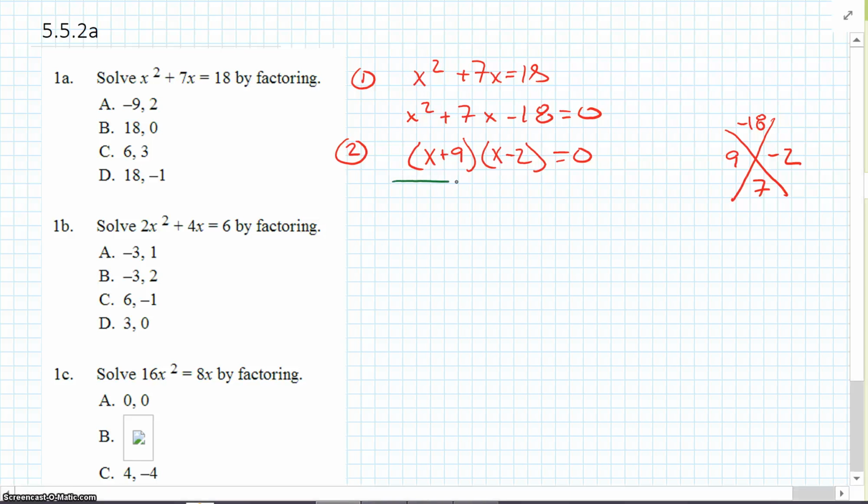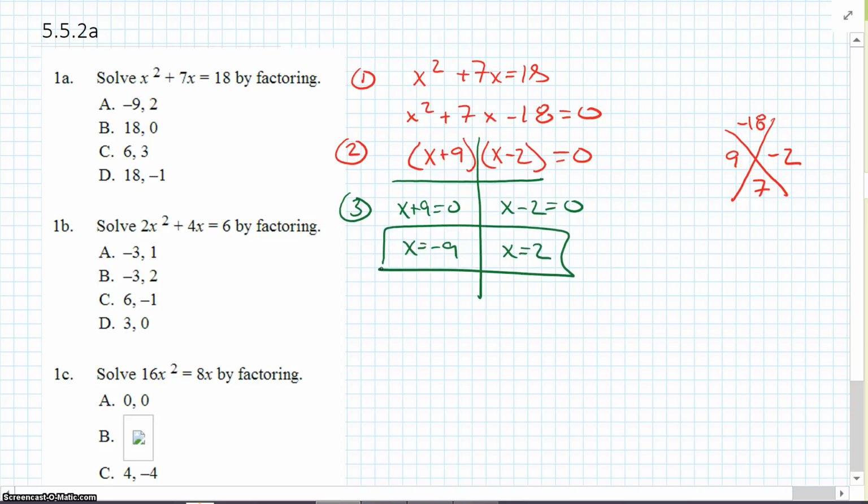Now, step 3 was set this equal to 0 and solve. So x plus 9 equals 0, x minus 2 equals 0. Subtract 9 from each side, x equals negative 9, or x equals 2. So the answer would be A.